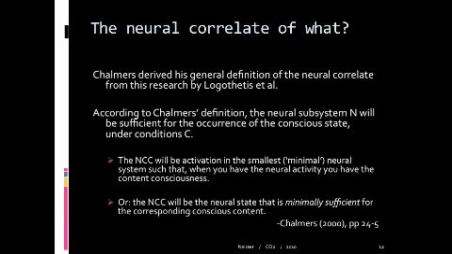1.2, the neural correlate of what? According to Chalmers' definition of the NCC, the neural subsystem N will be sufficient for the occurrence of the conscious state under conditions C. The NCC will be the activation in the smallest or minimal neural system such that when you have the neural activity, you have the content of consciousness. Or again, the NCC will be the neural state that is minimally sufficient for the corresponding conscious content. Call this aspect of the definition of the NCC the sufficiency requirement.